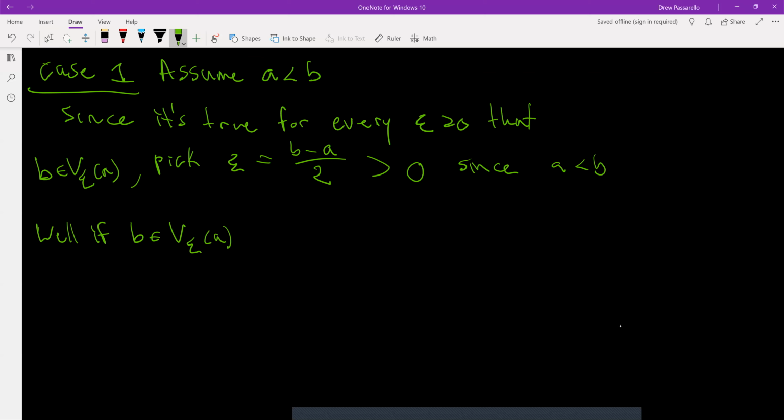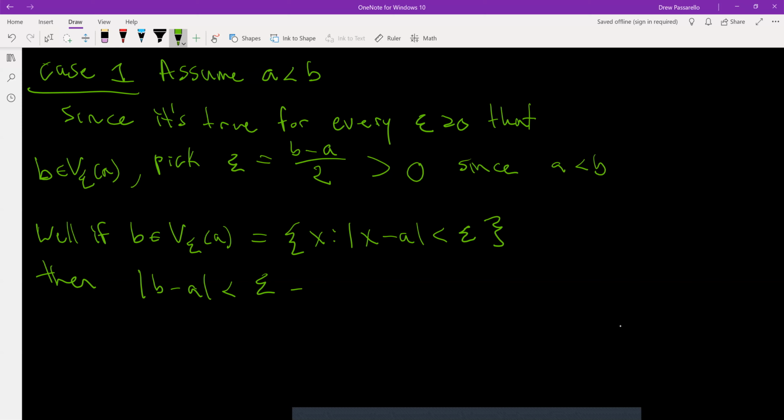and the epsilon neighborhood is the set of x values such that the absolute value of x minus A is less than epsilon, then the absolute value of B minus A has to be less than epsilon. All right, because that's just by definition of the neighborhood. So if B is an element of that neighborhood, then we have the absolute value of B minus A less than epsilon, and that's true for any epsilon. So it's got to be true for the epsilon that I chose.